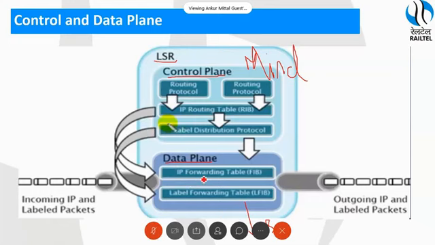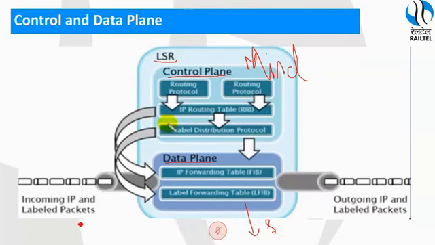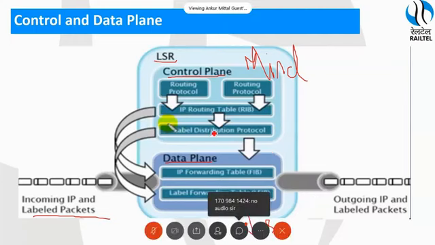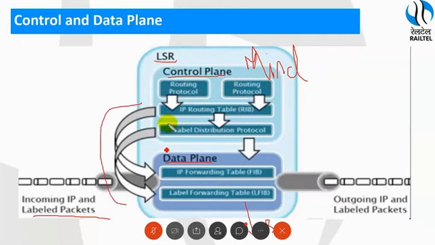Because the data plane has the IP forwarding table and the label forwarding information base, the IP packets are being transferred. To give you more understanding, the routing table, which is related to routing, is in the control plane. The forwarding table, which is ultimately related to the forwarding of the packets based on the labels assigned, gets created in the data plane. From the IP routing table and the label distribution protocol, the data is dumped into the forwarding tables.